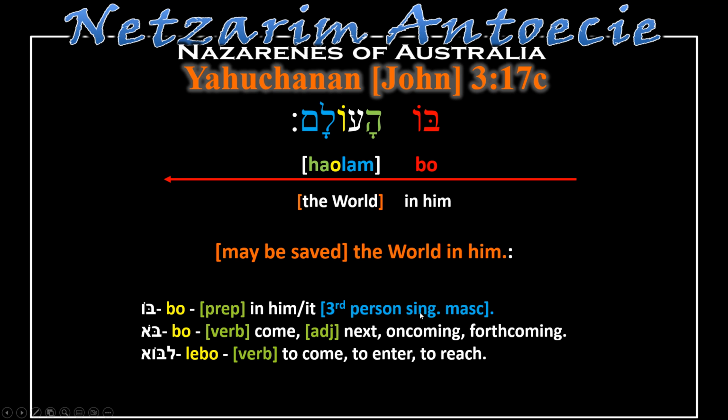It's a third person, singular, masculine. So in him, ha'olam, the world. And the translation, may save the world in him. And you could say through him, I guess. And so we read, bo, ha'olam, in him, the world.